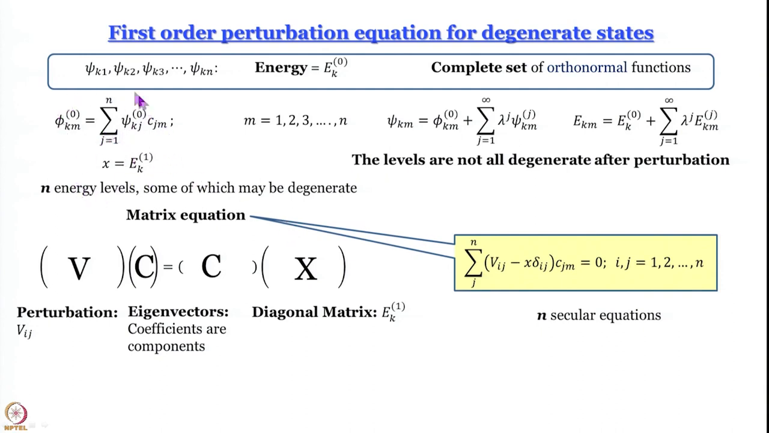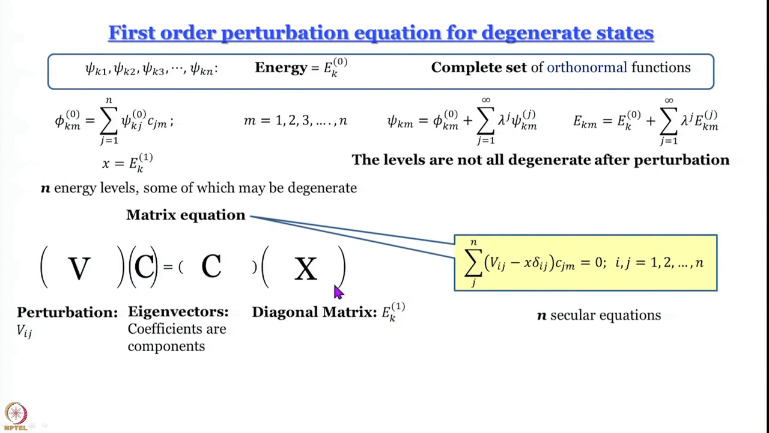So, this is what it is. We start with a linear combination of wave functions, then go to the usual definition of our corrected wave function, usual definition of uncorrected energy, of corrected energy, and then we arrive at this matrix equation in which we see perturbation Vij operates on these eigenvectors to give the Ek first order energies as the diagonal elements of this matrix capital X. This is something I think I forgot to say earlier. This capital X is the matrix of first order corrections to energies.